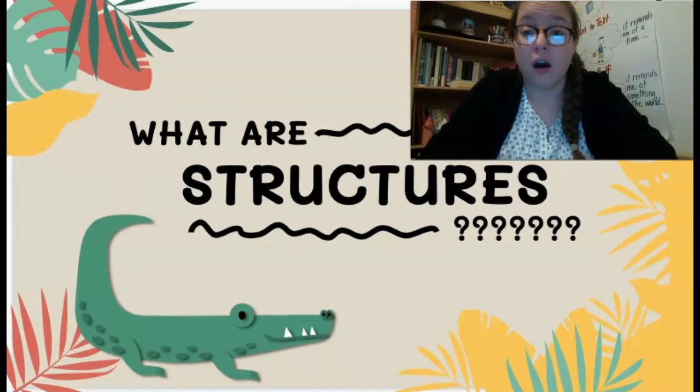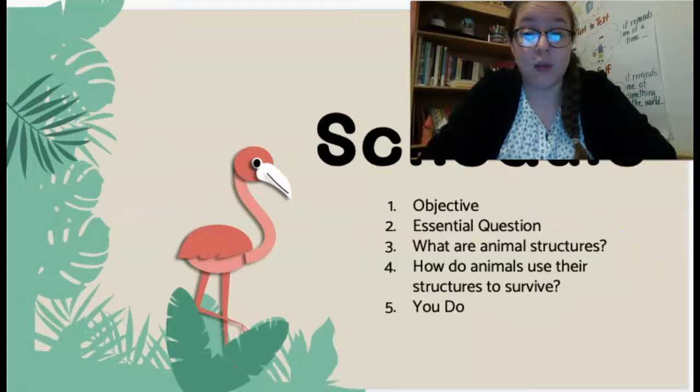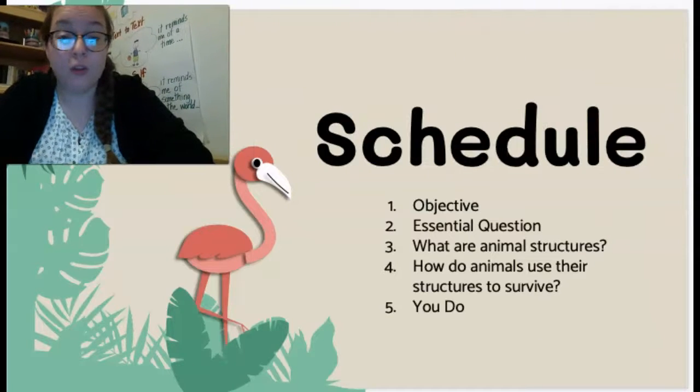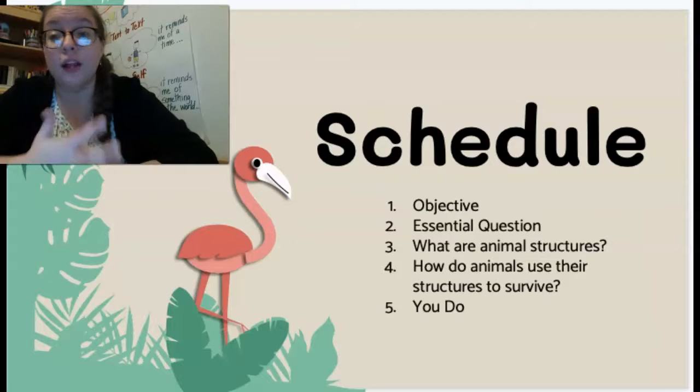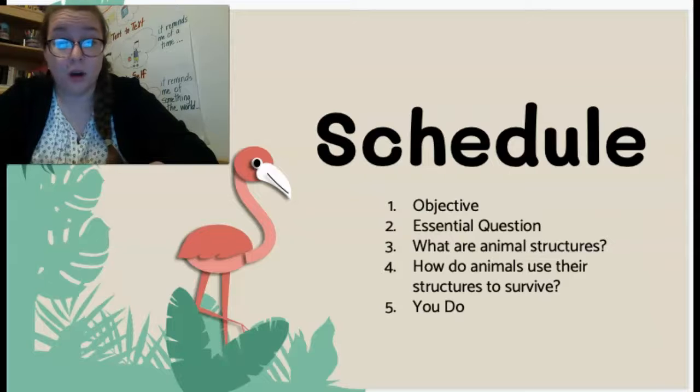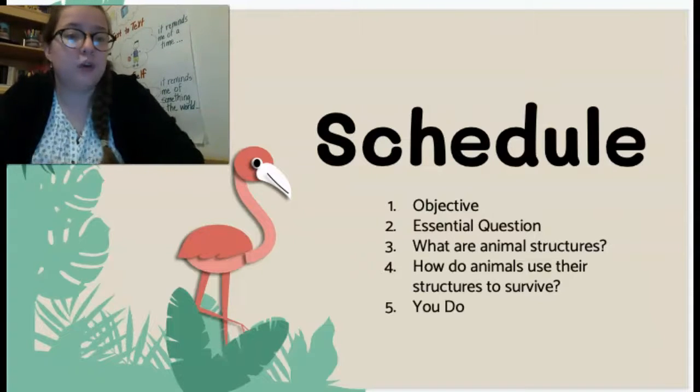We're going to start with our schedule. Our schedule today is going to be pretty similar to what we've done in the past. We're going to start with our objective, then go into our essential question, then discuss what animal structures are and how they use them, and then we're going to do a little you-do activity. Let's jump in to our objective.